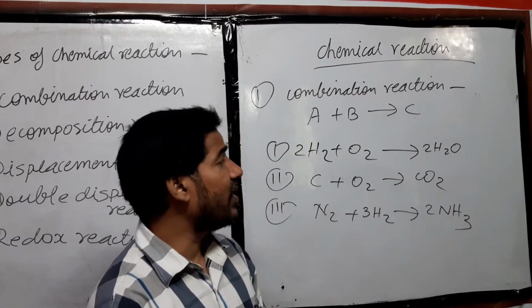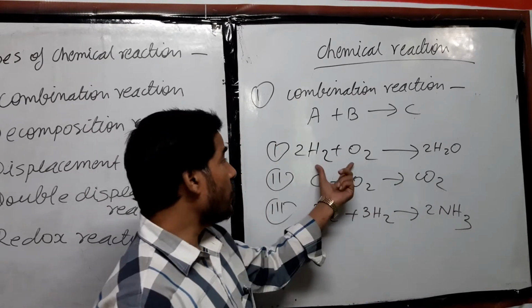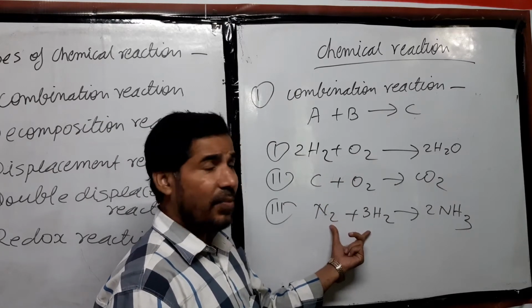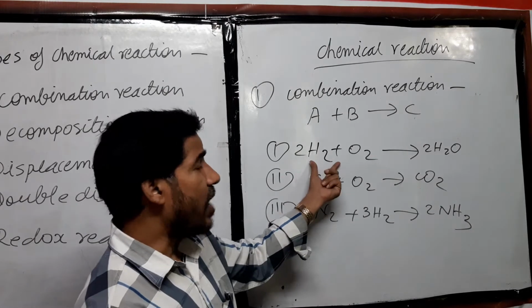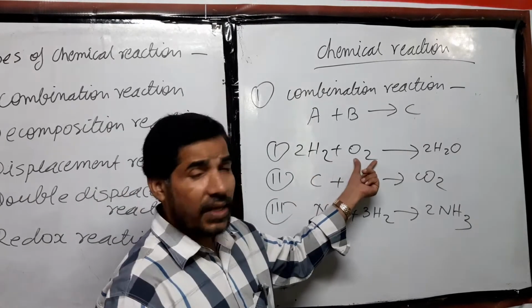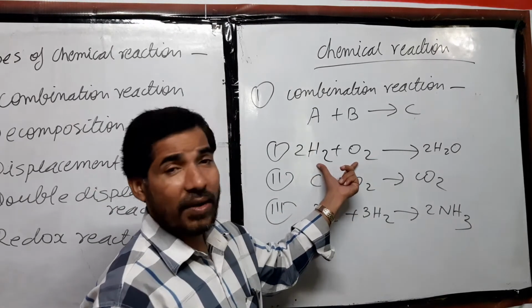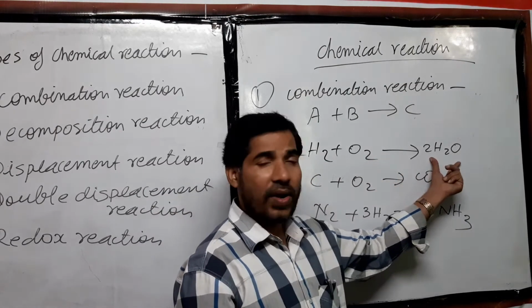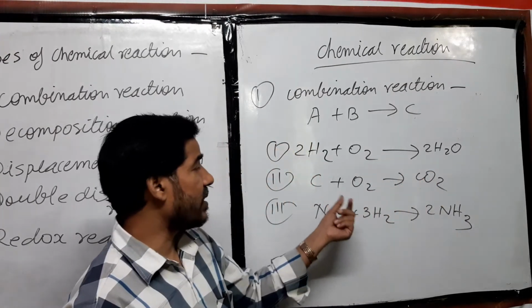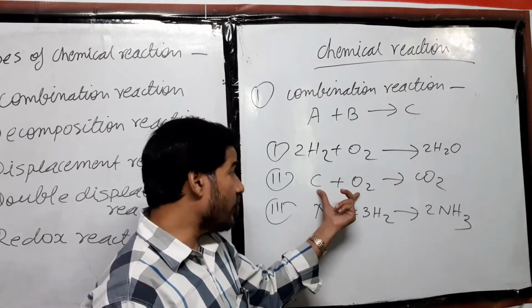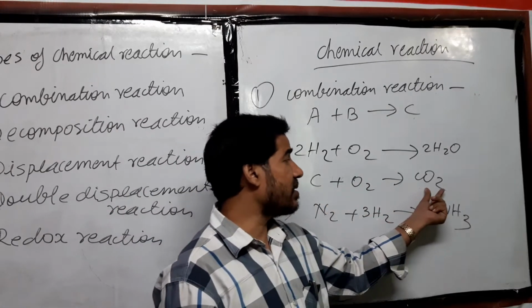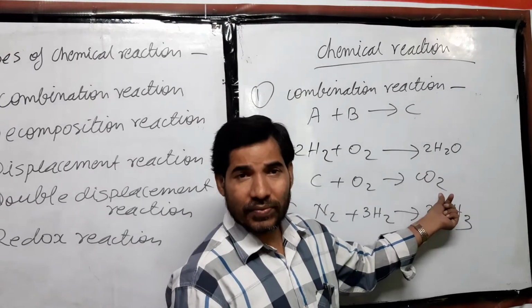In all chemical reactions, two or more substances get combined and form a new substance. For example, in this reaction you are seeing hydrogen is a substance, oxygen is another substance. When both get combined, a new substance, water, is formed. In this second reaction, carbon is a substance, oxygen is another substance, and when both get combined, a third substance, carbon dioxide, is formed.